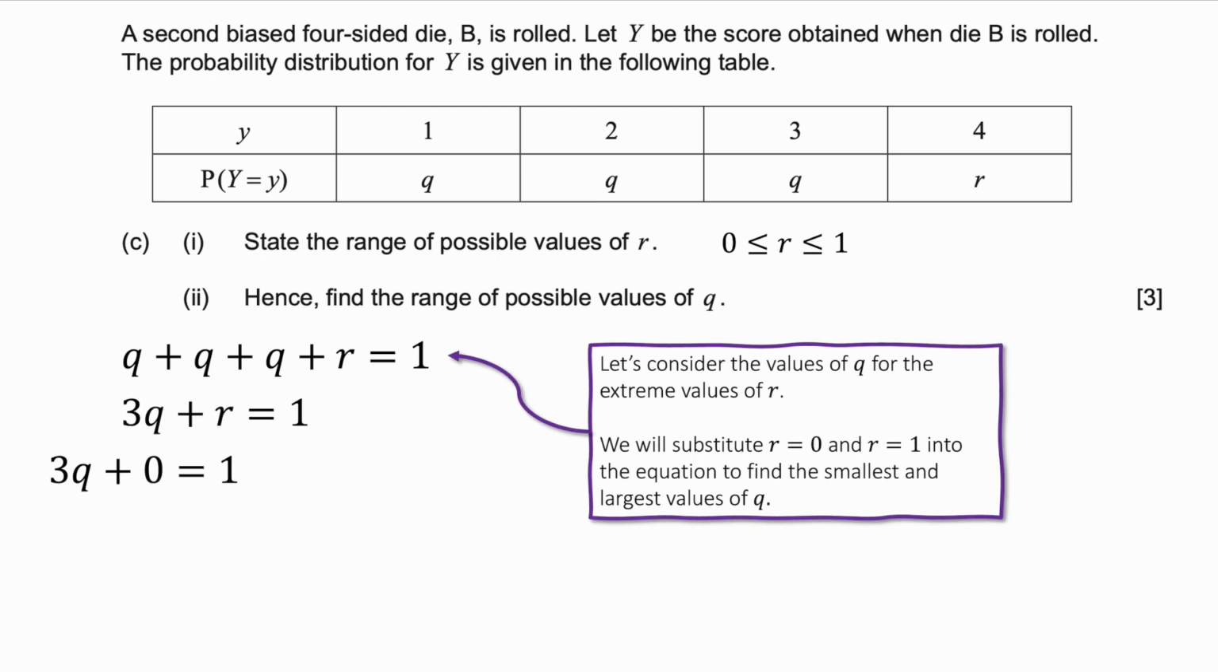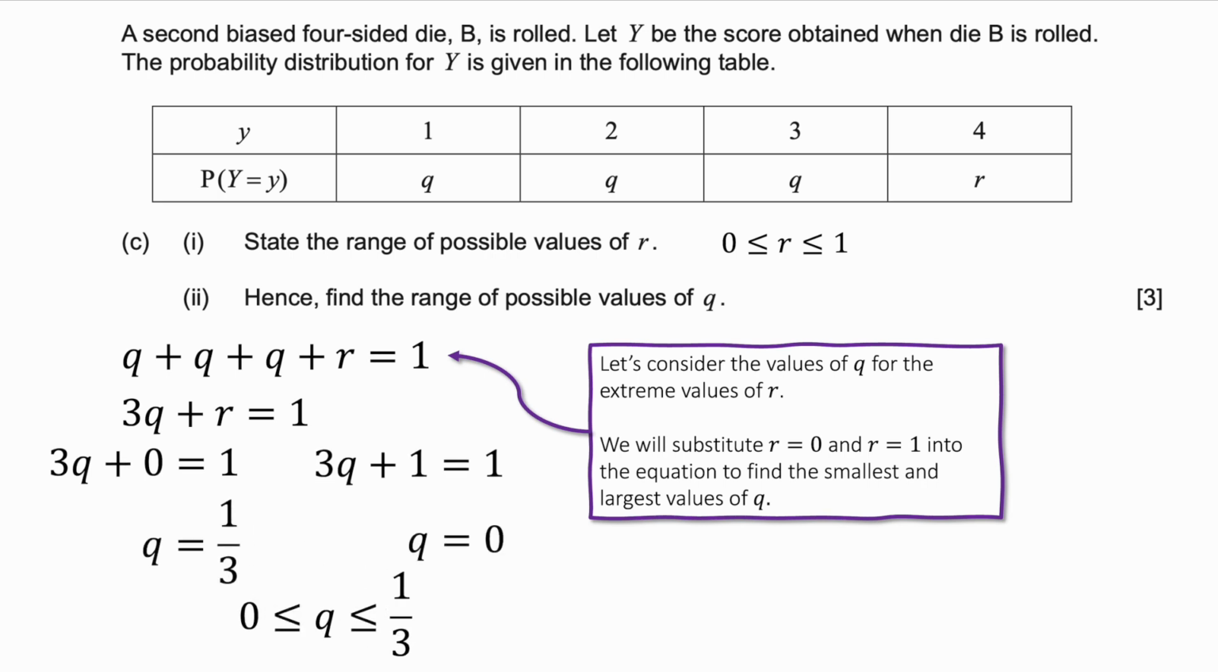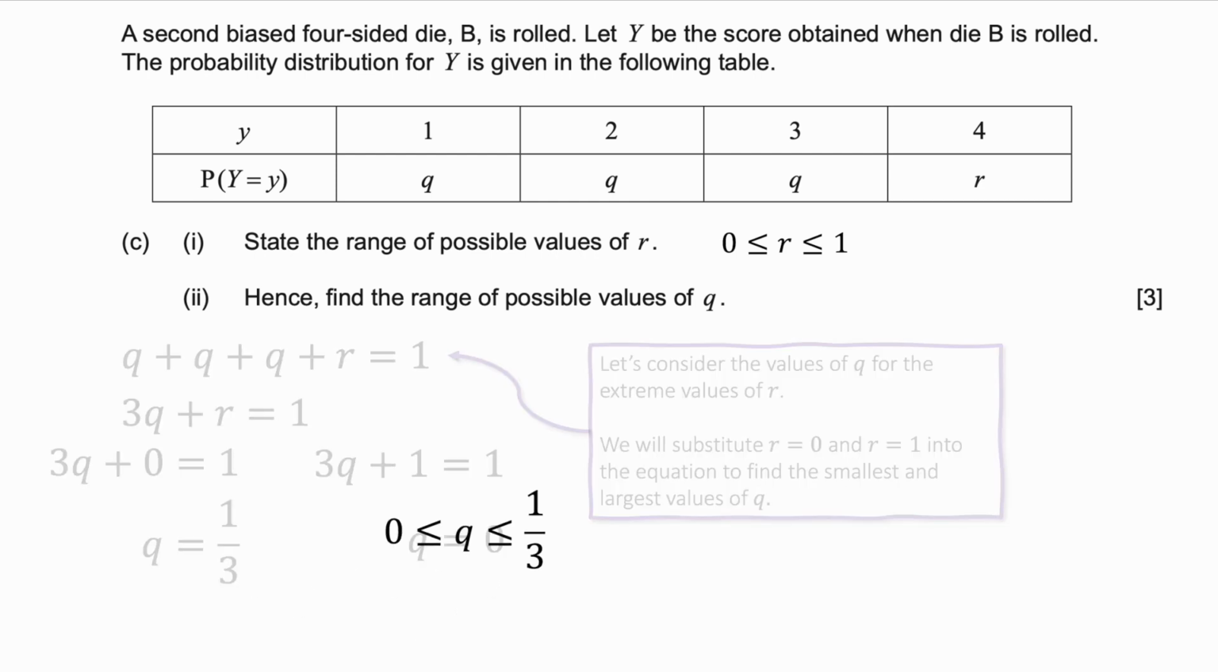3Q plus 0 is 1. And if R is 1, 3Q plus 1 is 1. So if R is 0, we rearrange, we get Q is a third. Where if R is 1, take R off both sides, we get 3Q is 0, and therefore Q is 0. So Q could be any value between 0 and a third. 0 is less than or equal to Q, is less than or equal to a third. Okay? So we found the values of Q and we found the values of R. Good.